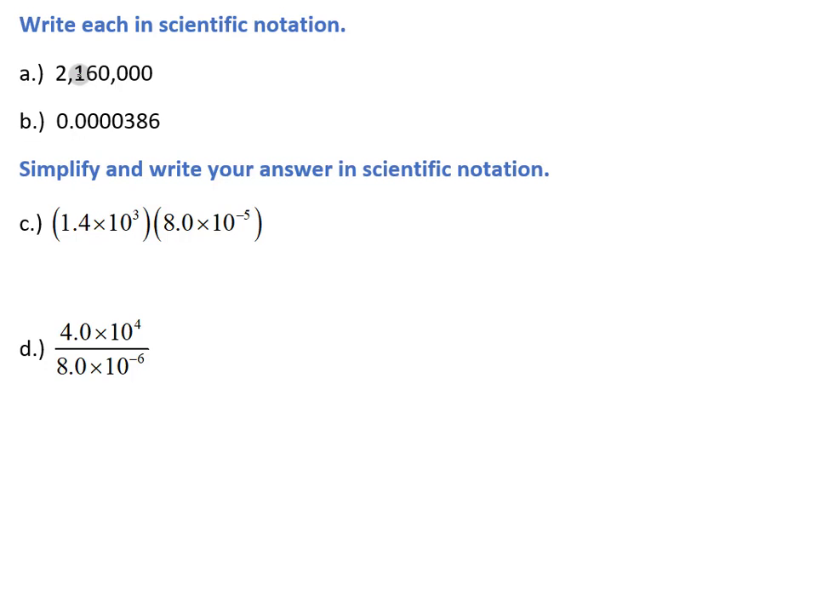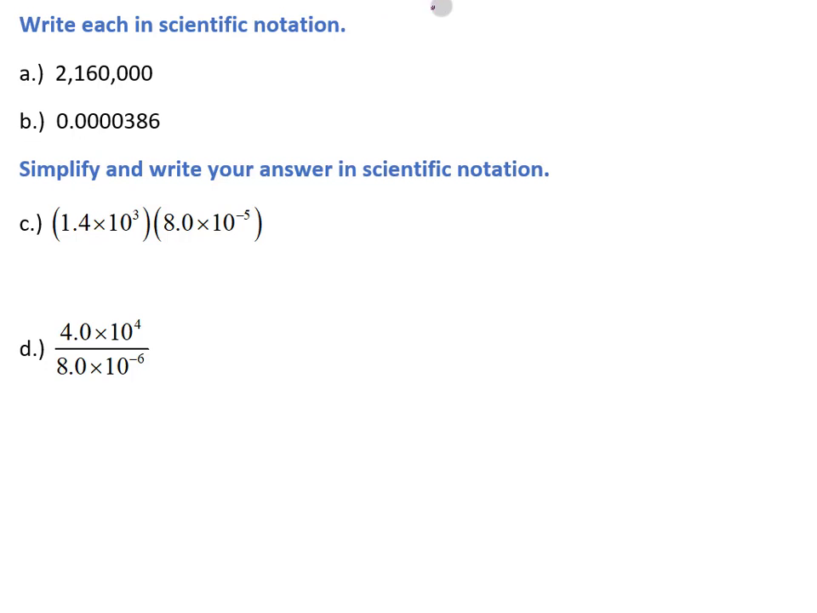Okay, so let's look at some of the ways that we can use our properties of exponents. These come up a lot in science classes, specifically when we talk about very, very large numbers or very, very small numbers. Right, like distance between planets or the size of a bacteria. So let's practice just remembering how to write things in scientific notation.